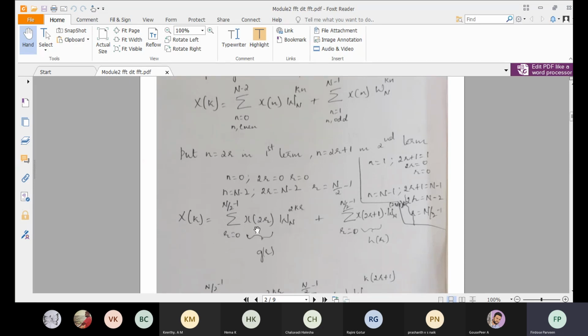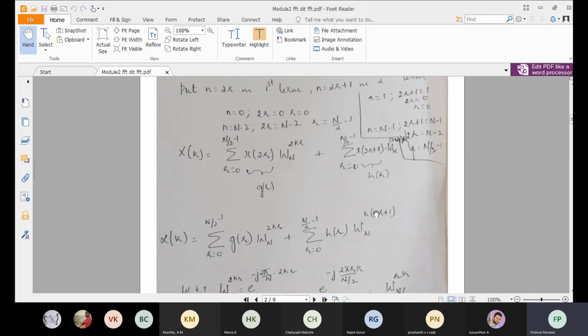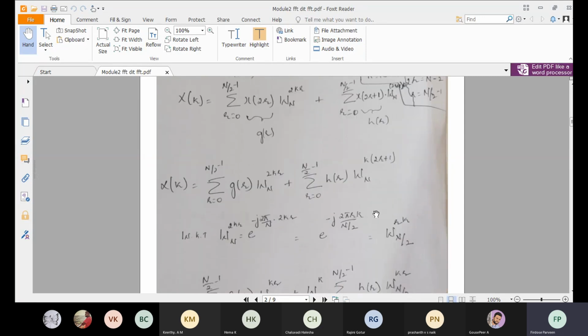Let this be g of r. Let this be h of r. So that is summation r is equal to 0 to n by 2 minus 1, g of r, W_n to the power of 2 kr. In the same way, h of r, W_n to the power of k into 2r plus 1.